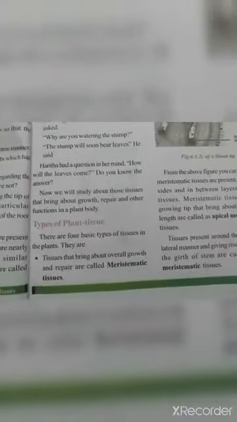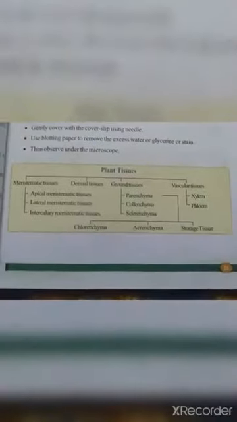Next, types of plant tissues. Already we have discussed types of plant tissues. How many types are there? 4 types are there. Let me observe what they are. Already in our previous classes I have told you: meristematic tissues, dermal tissues, ground tissues, vascular tissues. Meristematic tissues are again divided into 3 types: apical meristematic, lateral meristematic, intercalary meristematic. Intercalary meristematic tissues are also called cambium tissues. Next, dermal tissues, ground tissues.